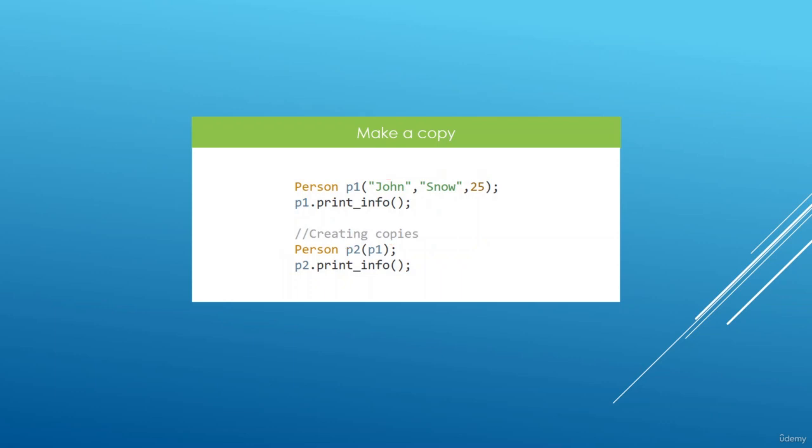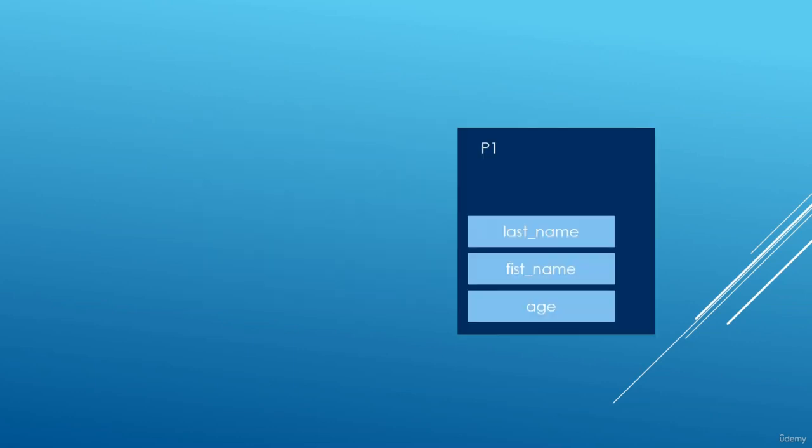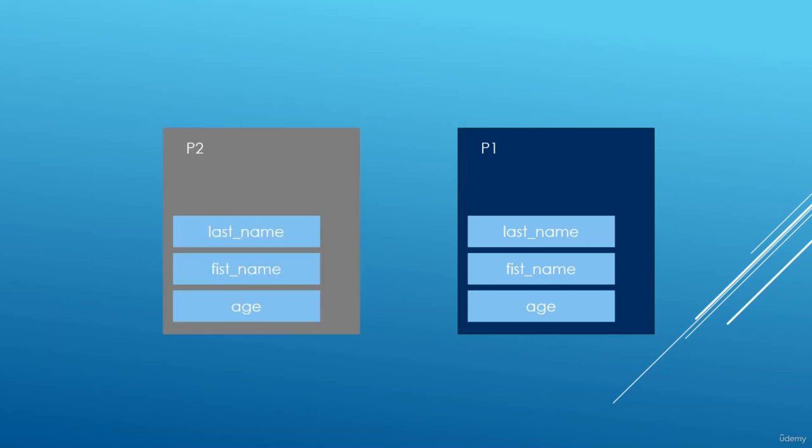But it's not going to probably do what you expect, because this is going to copy the member variables one by one from person1 to person2. So here is a simple illustration. We have person1 and we want to create a copy of person1 in another person, which is called person2 or P2 here. What this is going to do is a member-wise copy. So it's going to take the last name in person1 and copy that in person2. We're going to have a situation like this. It's going to take the first name in person1 and copy that in person2. We're going to have a situation like this. And then it's going to copy the age from person1 in person2.